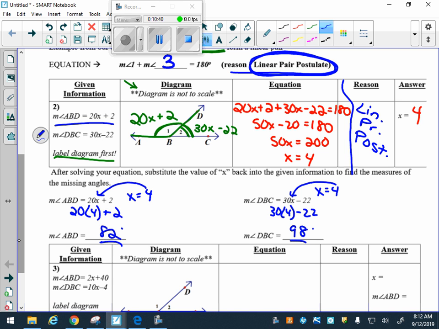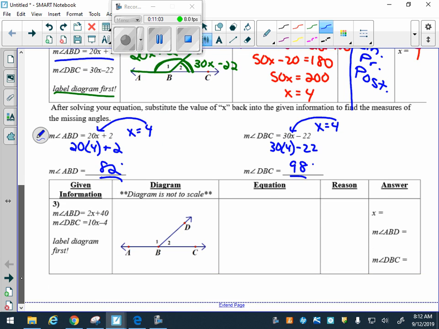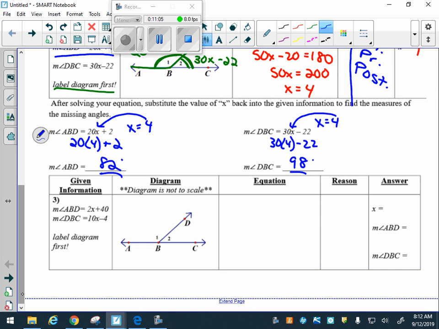The good thing about actually plugging it into both is that if you did make a mistake with your x value, you'd figure that out now, right? Let's say you got x is 40. You accidentally divided and you got 40 instead. But when you plug in 40 here, clearly they're not going to come out supplementary, so you would find that mistake. Okay, you guys try this next one.